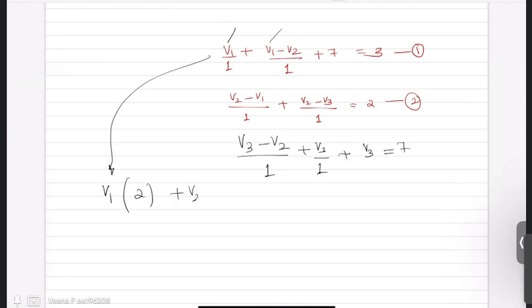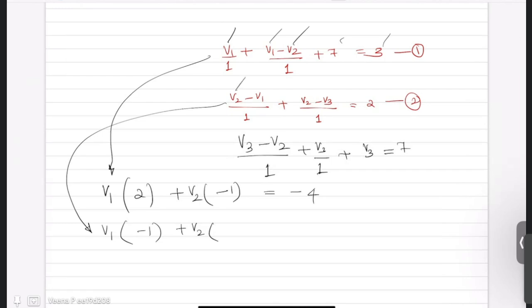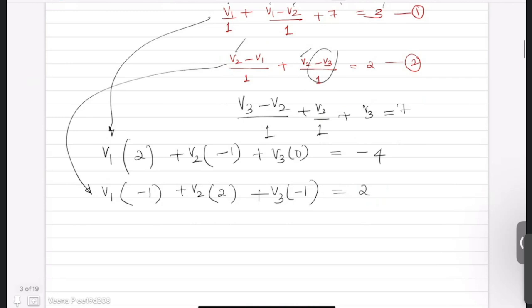Now V2 plus V2, coefficient of V2 is minus 1, is equal to 3 minus 7, which is minus 4. Now the second equation, similarly, V1's coefficient is minus 1 plus V2 times V2 is 1 plus 1, 2. Now V3 is also coming. So in the first case, there is no V3, so here it is V3 into 0. Now in the second equation, V3's coefficient is minus 1 is equal to 2.